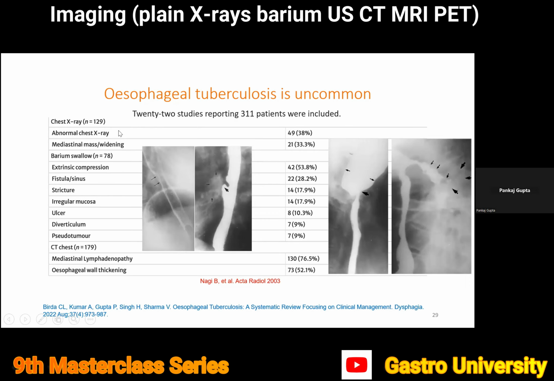And we found that the most common finding in case of chest X-ray was basically mediastinal finding. And it is logical also that most of the findings of esophageal tuberculosis will be because of the lymph node compression. And on barium swallow, one can expect presence of extrinsic compression of the esophagus, sinus formation, strictures or fistula formation. These are images from Professor Nagi's paper published in Acta Radiologica in 2003. And we know that Madam was expert in performing these barium studies. And on CT chest, again, we can expect mediastinal lymphadenopathy and non-specific esophageal wall thickening.